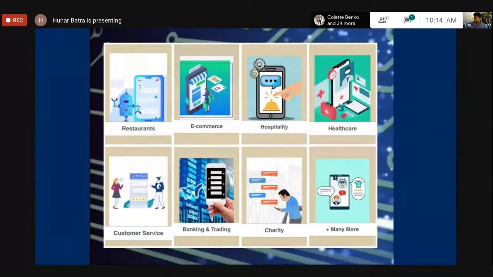And for healthcare also, it's being used. There are some chatbots to which you can just tell your symptoms, and then they can tell you some potential things that you could check with the doctor. For customer service, chatbots are being highly used for automating the frequently asked questions, and even for banking and trading, charity, and there are many more use cases as well. Even in the mental health domain, there is a bot called Wobot.